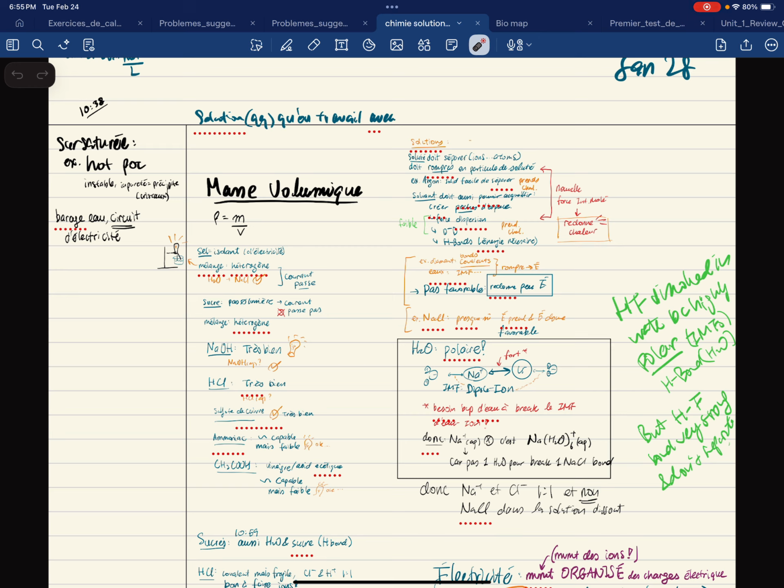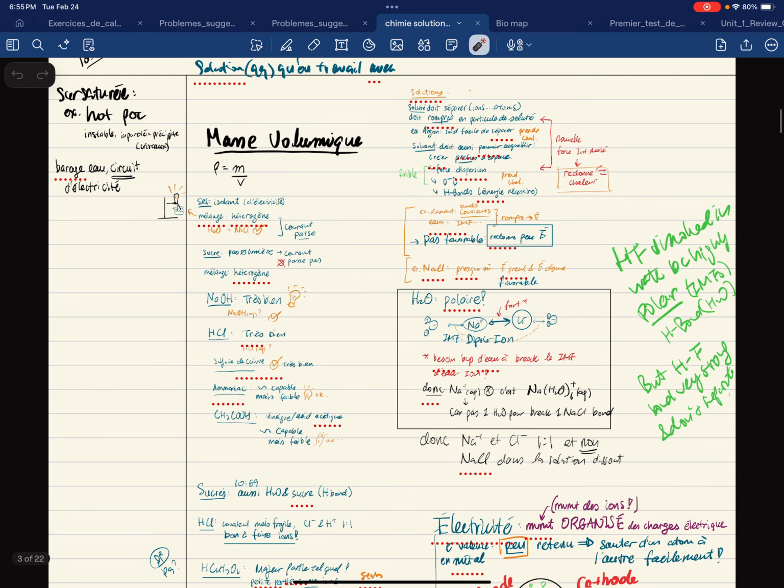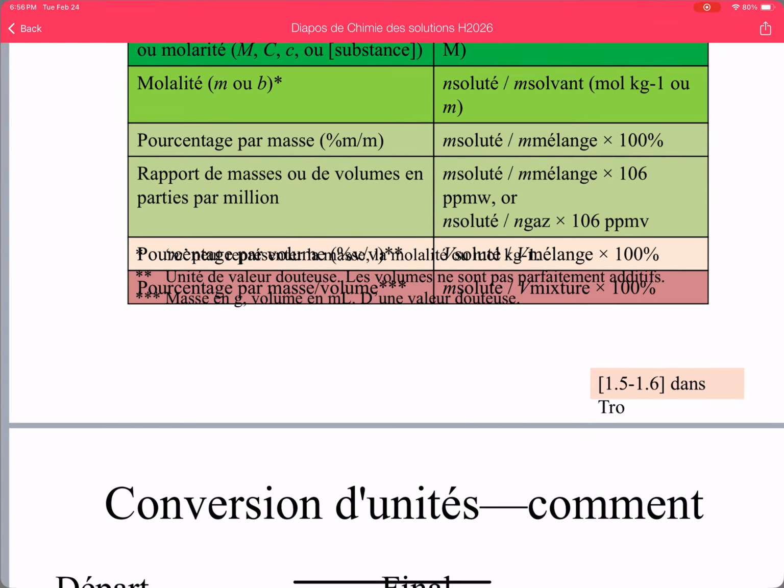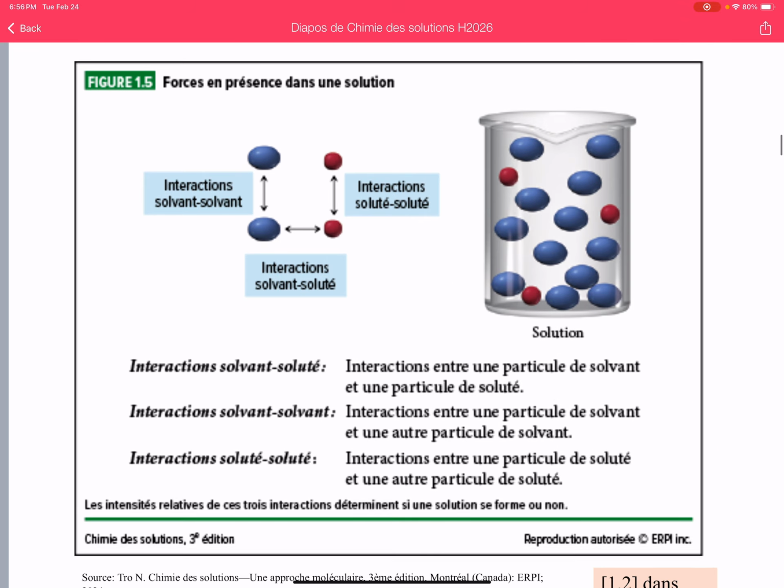And 1 gram per milliliter is also 1 gram per centimètre cube, and it is for pure water at 4 degrees, apparently. Soluté and solvant: it's a concept that needs to be maîtrisé.